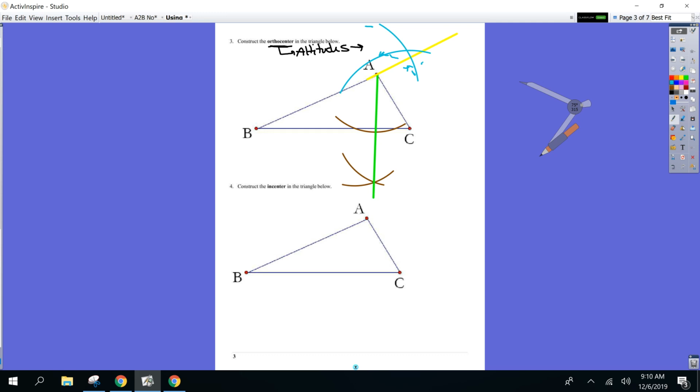Anybody remember where it lands on a right triangle? Intersection of the two legs, yes. Which, if you look at this triangle, must be pretty close to a right triangle, yes? Because the orthocenter is pretty darn close to A for most of you. Everyone all good? Because I'm done.